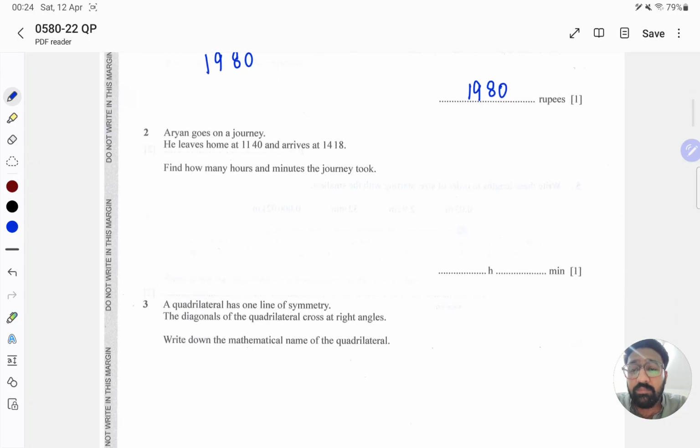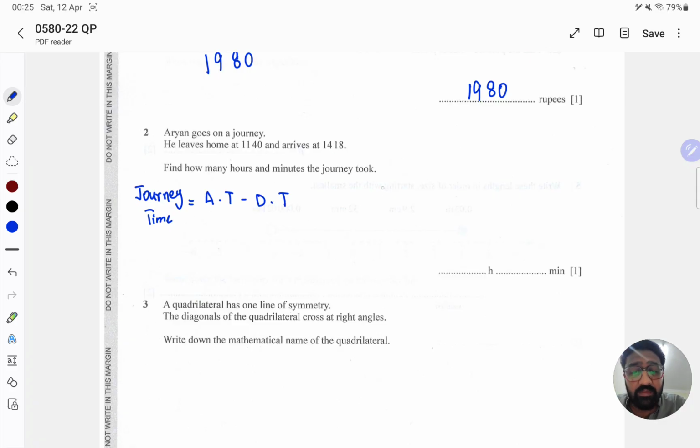Question number 2. Question number 2 says Aryan goes on a journey. He leaves home at 11:40. This is the departure time, and arrives at 14:18. So we need to find out how many hours and minutes the journey took. So we need to find out basically the journey time. So journey time is always, let me just write the formula. Journey time is arrival time minus the departure time.